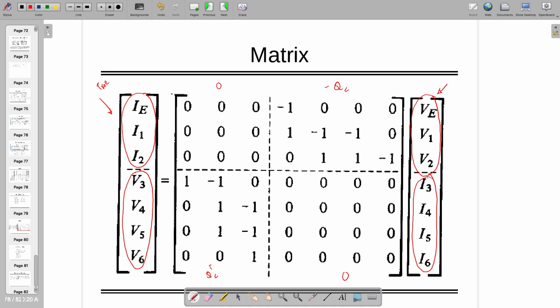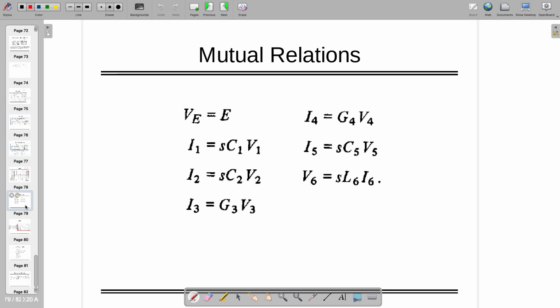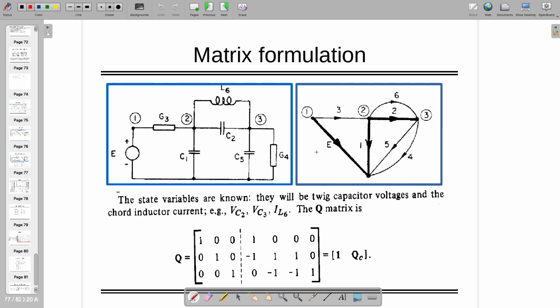When we are writing these equations, we need to make sure that we want to make such a system which is going to have all the entries multiplied with the Laplace operator, right? This is what we are keeping in mind. This will be useful. So from here we can write down VE is equal to E.